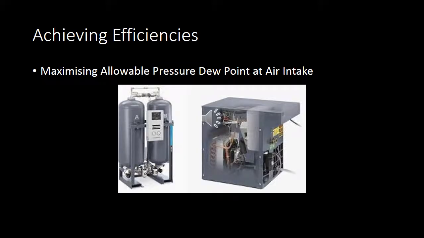Maximizing allowable pressure dew point at air intake. Choose a dryer that has the maximum allowable pressure dew point and best efficiency. A rule of thumb is that desiccant dryers consume 7 to 14% and refrigerated dryers consume 1 to 2% of the total energy of the compressor. Consider using a dryer with a floating dew point.